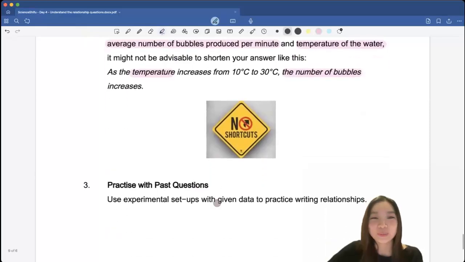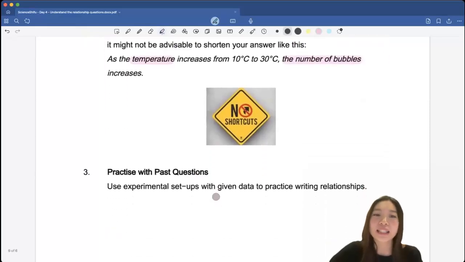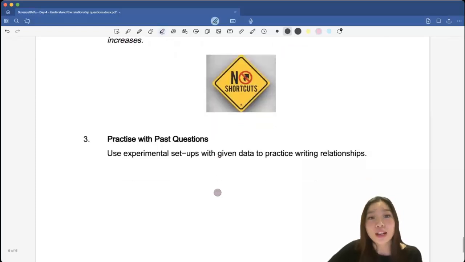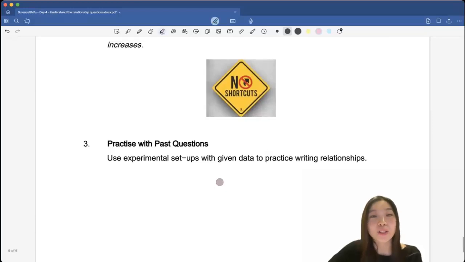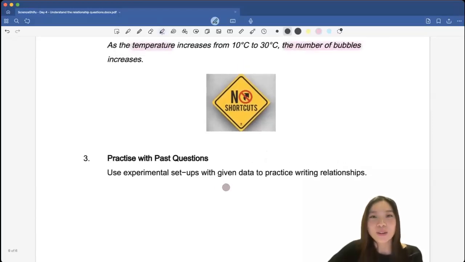Lastly, practice with past questions. Make sure that for science, students get enough practice, which is what we provide in Great Solution as well. I hope that you have a better understanding of the answering techniques and how to identify your cause and effect, your change variable and measured variable.